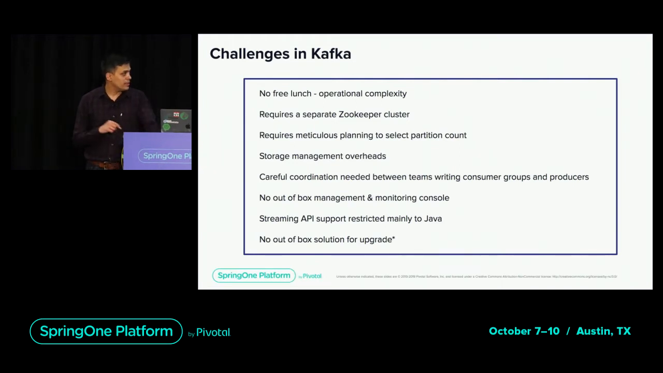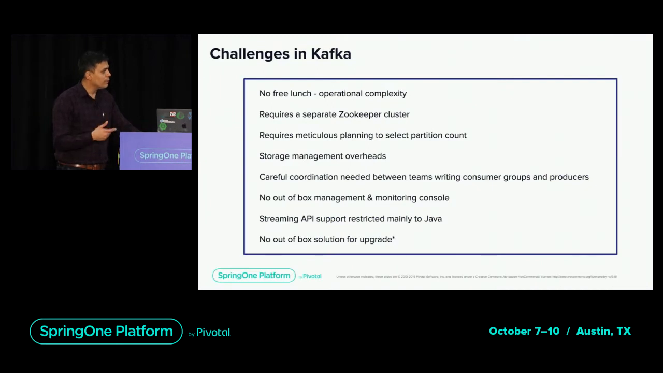There's no out-of-box management and monitoring console that Kafka comes with, although, for example, Confluent provides that, but it's not part of the open source Kafka. Streaming API support is excellent, but it is mainly restricted to Java. If you want to get the latest and greatest versions of the streaming API, Java is your best choice, right? And also, no out-of-box solution for seamless upgrades. You have to come up with your upgrade strategy and plan it accordingly, because taking down a node in a cluster has some impact. You have to plan it properly. All of these are challenges. Again, Confluent has a solution to offer here, and I'm not a Confluent employee, but it's not part of the open source, so you have to take that into account.